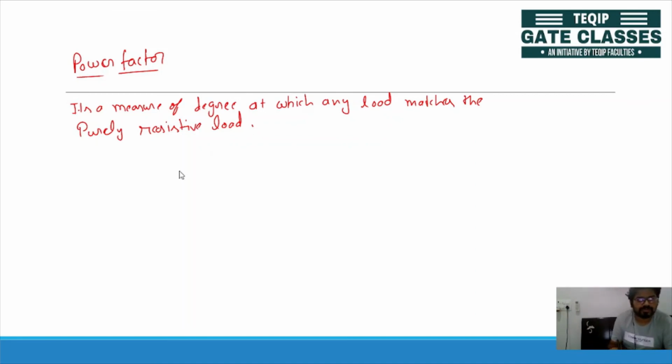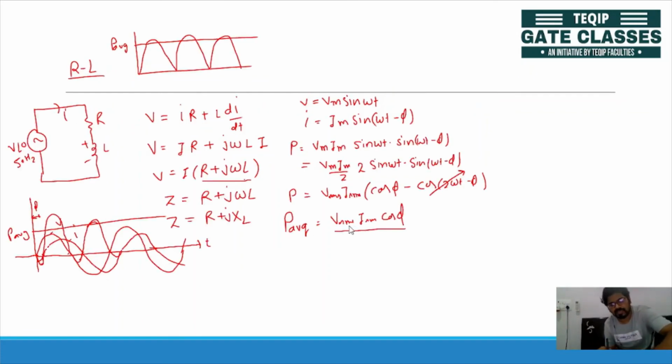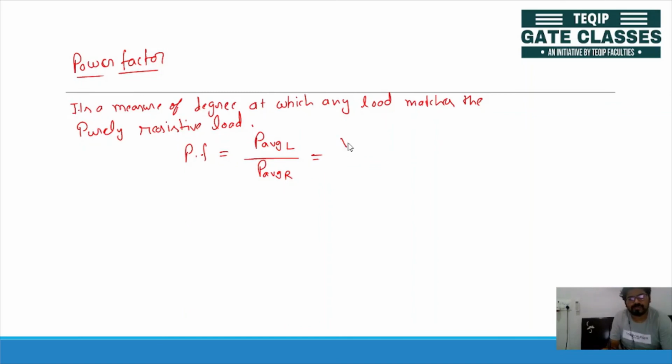Okay, so if we write it in formulation form, we'll write P average for any load divided by P average for a purely resistive load. So what will you get for the average power for the RL circuit? You get VI cos phi, and for a purely resistive circuit you get VI. From here your power factor is cos phi.